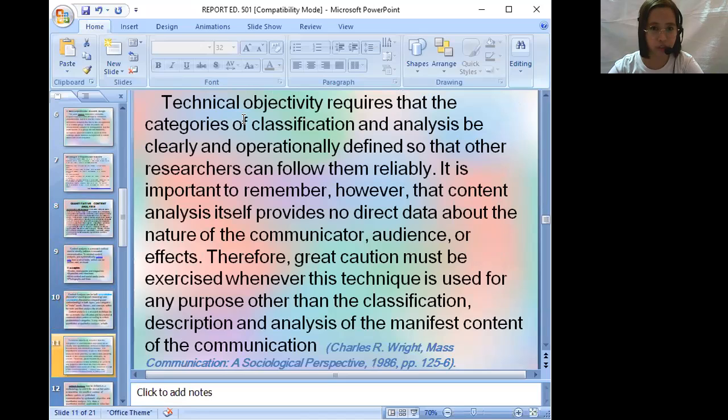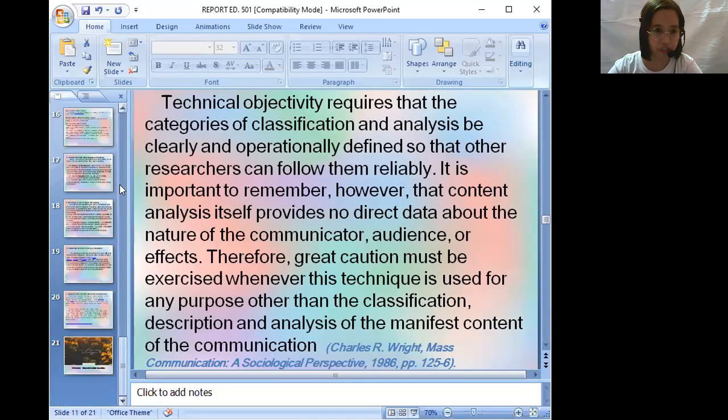Technical objectivity requires that the categories of classification and analysis be clearly and operationally defined so that other researchers can follow them reliably. It is important to remember, however, that content analysis itself provides no direct data about the nature of the communicator, audience, or effects. Therefore, great caution must be exercised whenever this technique is used for any purpose other than the classification, description, and analysis of the manifest content of the communication.